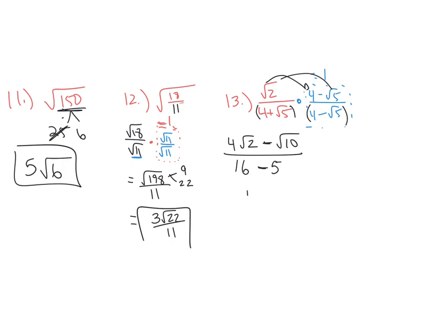Because they're like terms, you can combine them, so your best answer for number 13 is 4 radical 2 minus radical 10 all over 11. That's done because the radicals cannot be broken down, they cannot be combined, and there are no radicals on the bottom. That's it.